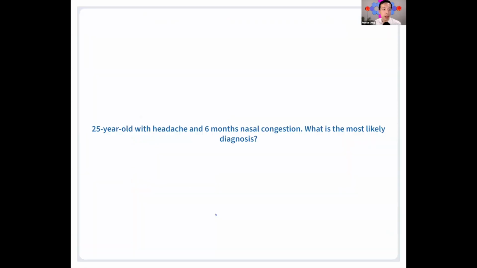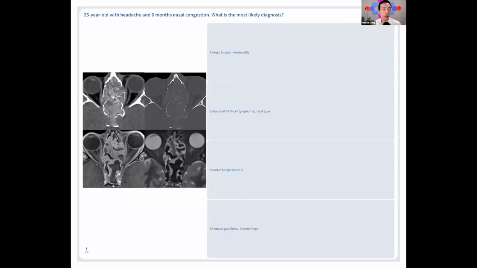Our next case is a 25-year-old with headache and 6 months of nasal congestion. What is the most likely diagnosis? I'm showing you axial CT images in soft tissue kernel and bone kernel, as well as MRI, T1 post contrast, and T2 fat suppressed images.